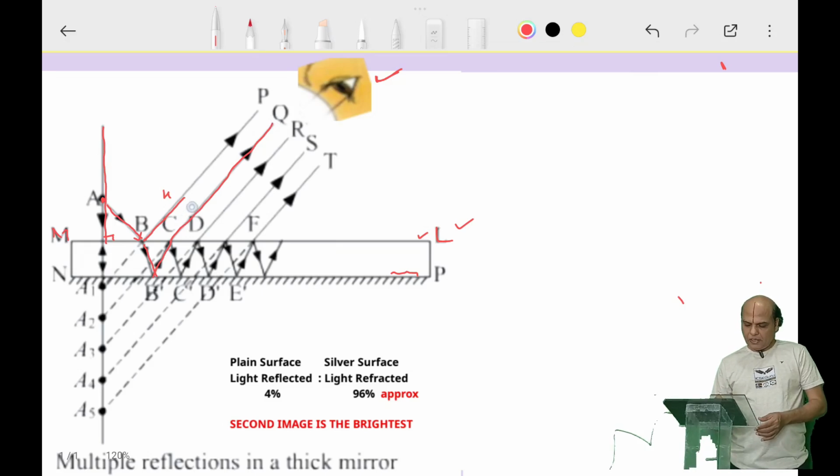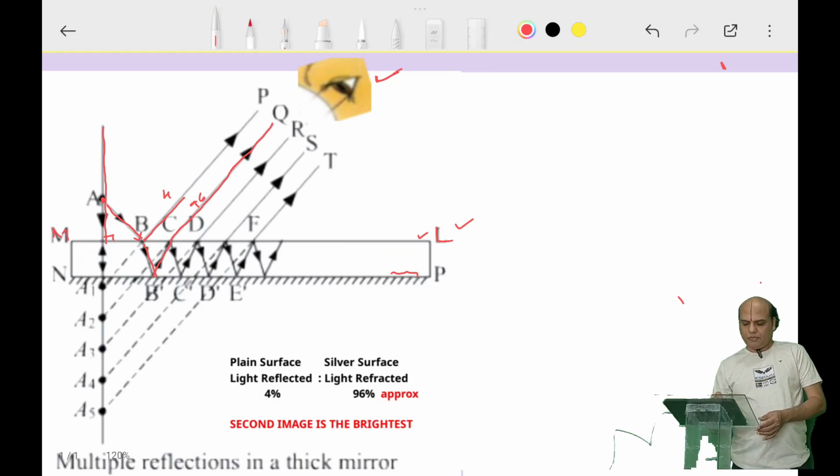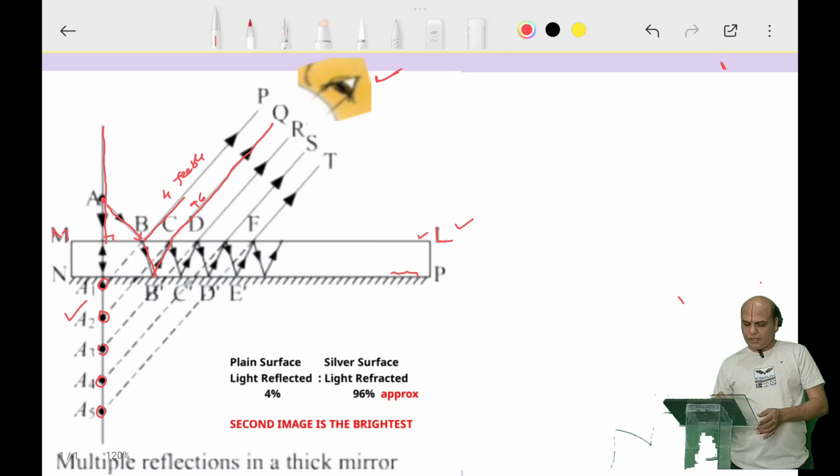This is approximately 96%. So an observer can see a series of images. A1 is the first image, A2 is the second image, A3 the third, A4 the fourth, and A5. The intensity of the images is fading continuously. The first image A1 has only 4% of light energy, so this is very feeble. But the second image has 96%, so this image would be the brightest. And this phenomenon continues further.